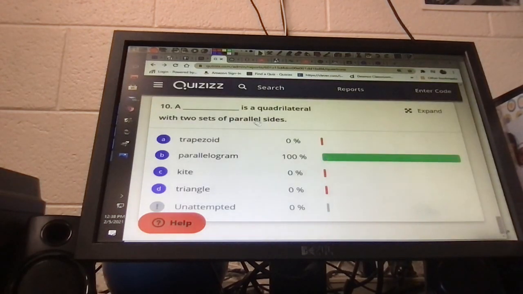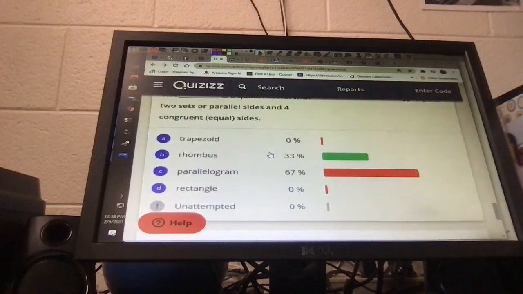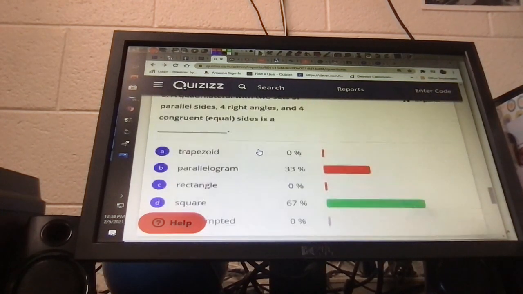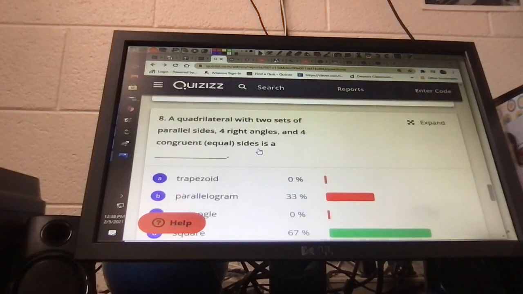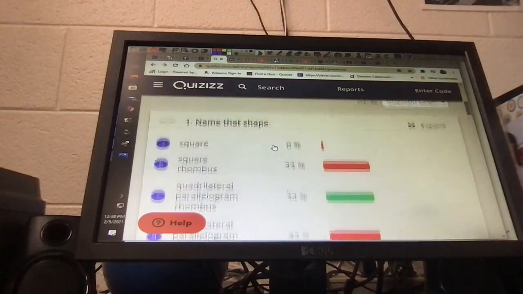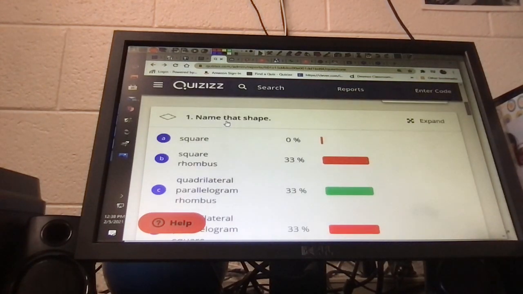And then the last one here, a blank is a quadrilateral, 2 sets of parallel sides. That's a parallelogram. It's good to see everybody got that. All right, but the ones that I think most people had trouble with were these 3 definitions, 7, 8, and 9. Difference between parallelogram or square, rectangle, and rhombus, the definitions. That and the number 1 up here that asks you to identify them all.